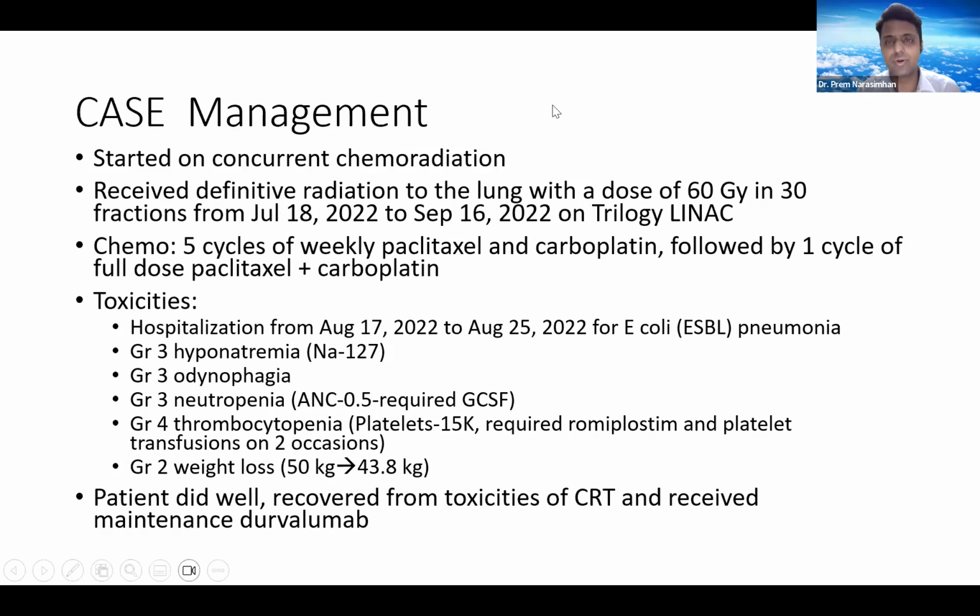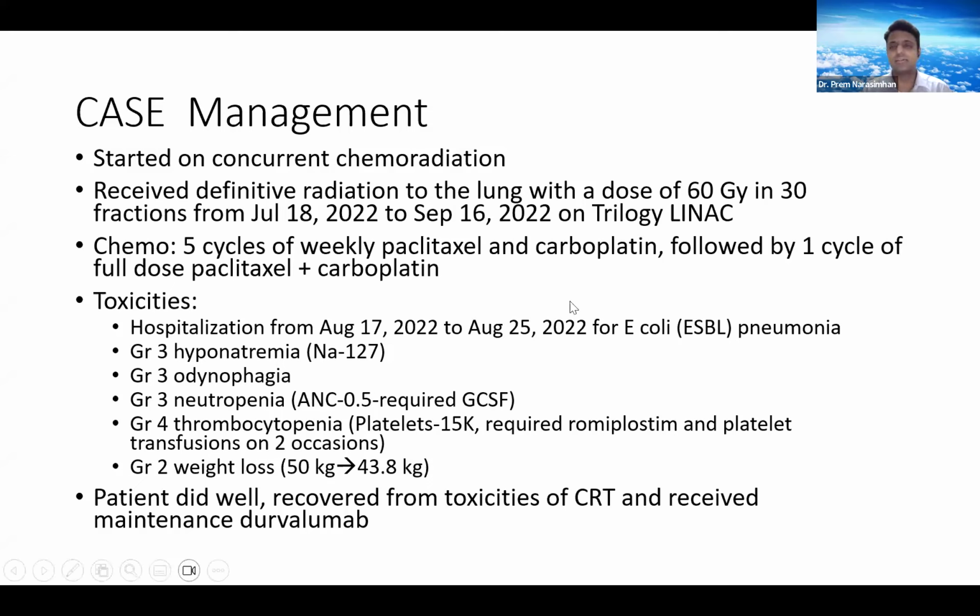Yeah, so started on concurrent chemoradiation from 2020 to 3 months, and then of course 5 cycles of paclitaxel-carboplatin. You had obviously mentioned about nab-paclitaxel, which is sort of safer, and followed by 1 cycle of full dose.